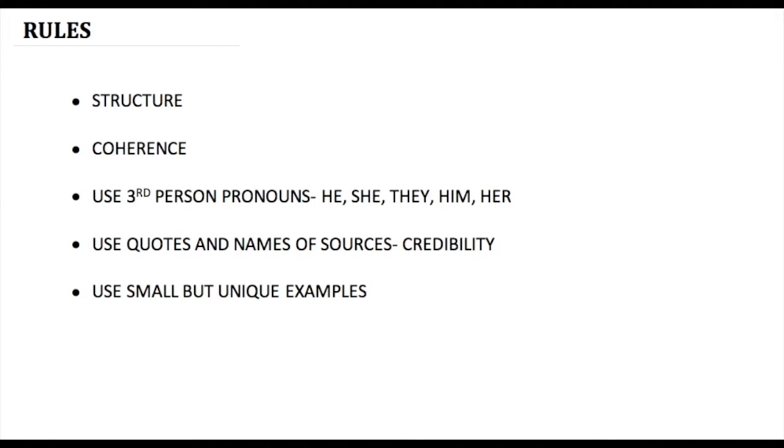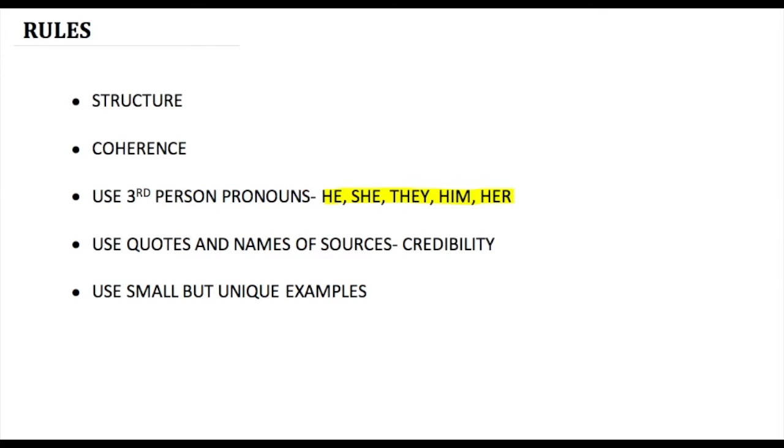Let's come to the rules when you're writing an essay. The first one that I talked about, structure, is one of the most important parts of writing an essay. Second, coherence. We'll be talking about how to be coherent when you're writing an essay. The third is to use third person pronouns. It's very important not to use I, we, that is first and second person pronouns, when you're writing an essay. Always use third person pronouns. In an article, you may personalize by using I, we, but in an essay, you cannot do so.